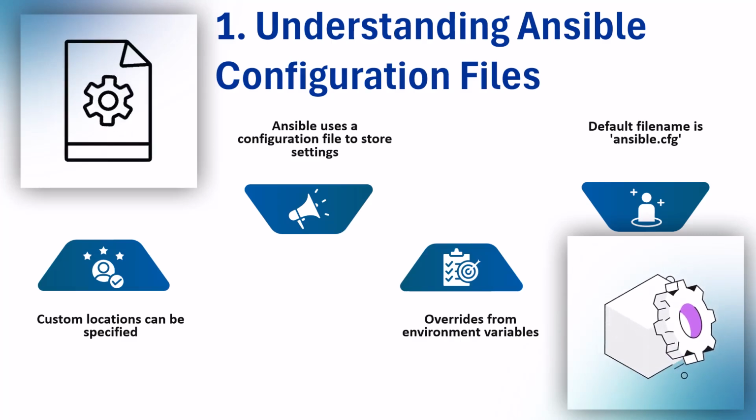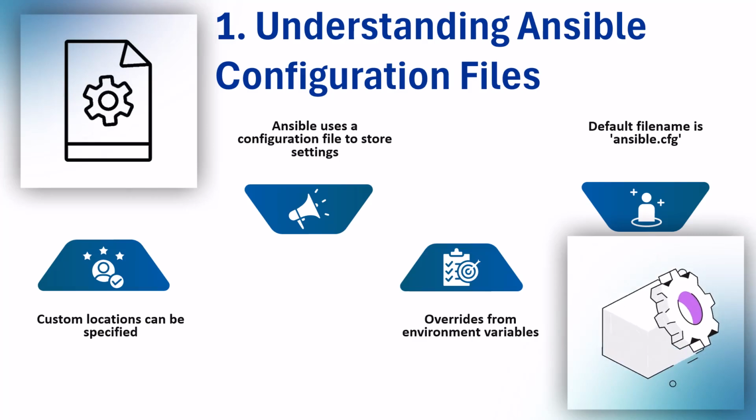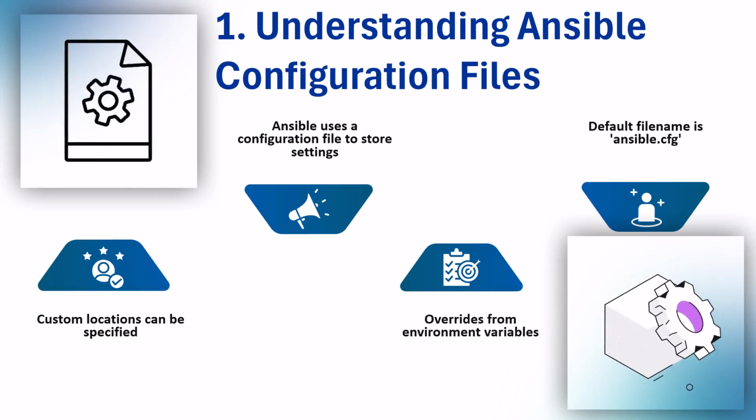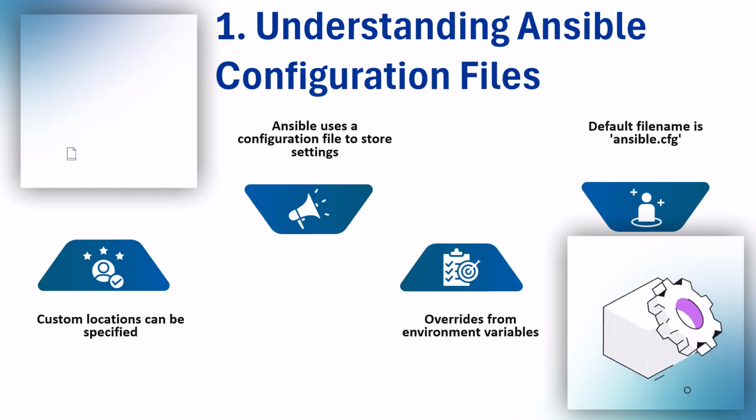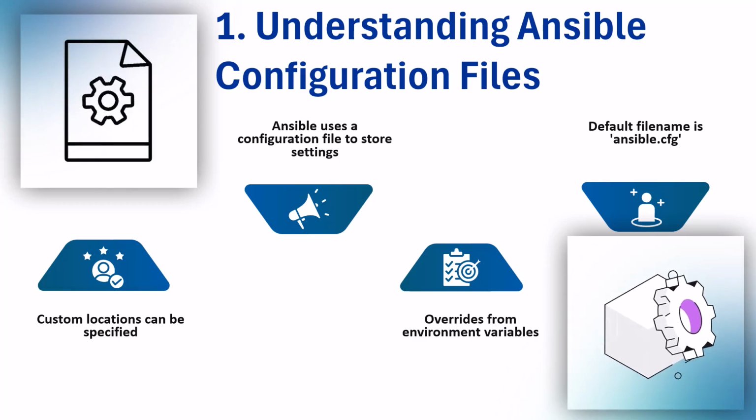Before we jump in, let's get our basics right. Ansible uses a configuration file. Think of it as Ansible's instruction manual. The default name, ansible.cfg, simple, right? But don't get too comfortable, because this file isn't always where you expect. If you've set custom locations, Ansible could be playing hide-and-seek with you. And let's not forget those sneaky environment variables that can override everything.